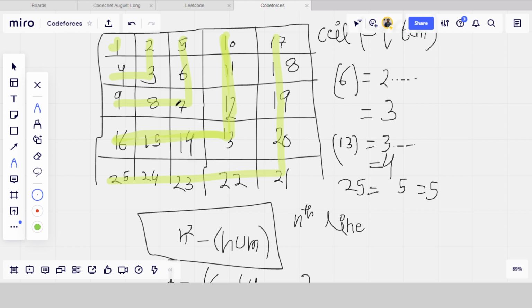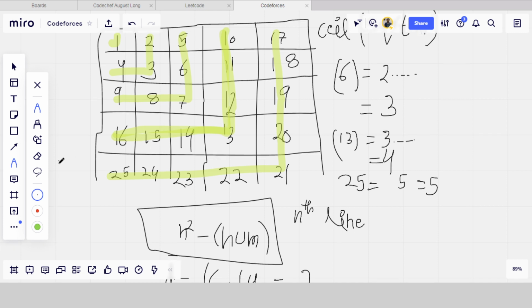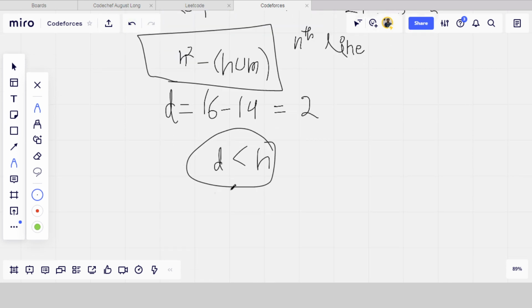Then we can see that the number lies on the horizontal part of the L. And for the horizontal part of the L, the value of row will be n. The value of row for 14 is n, which means 4. The value of row for 13 is the 4th row. The value of row for 15 is the 4th row. So like this, if the difference is less than n, then the value of row will be n itself, and the value of column will be d plus 1.